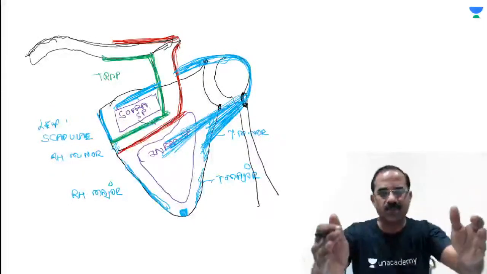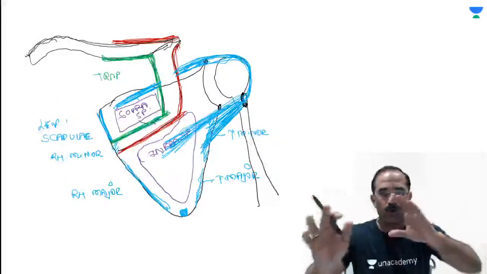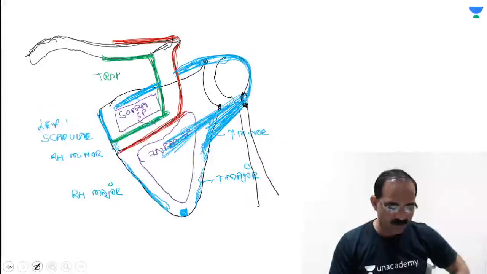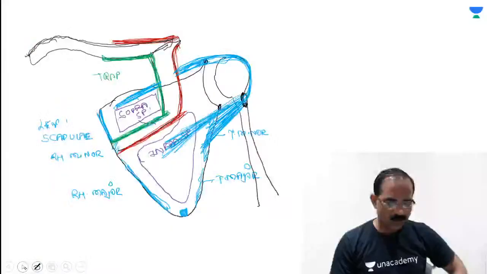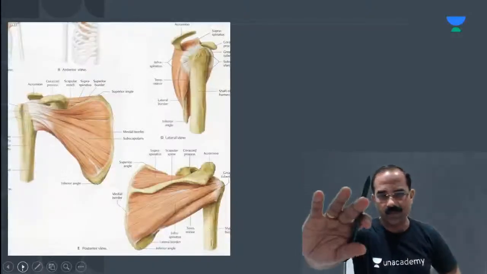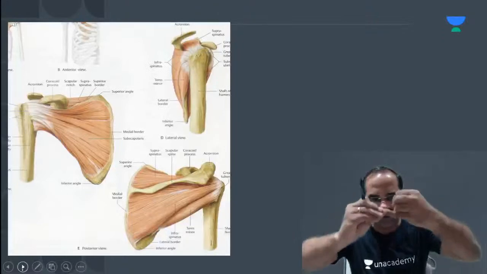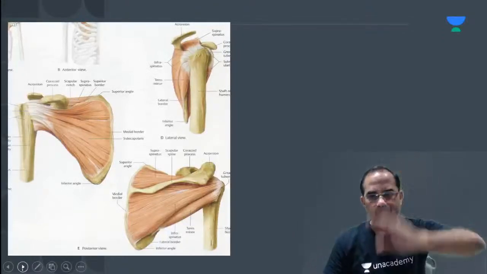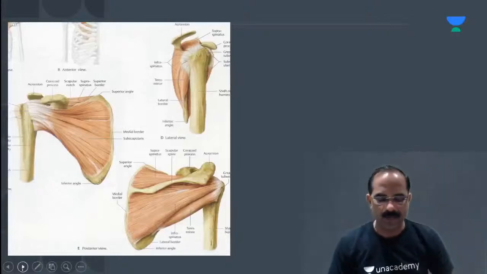With this concept, students, let us come to the posterior wall of axilla. Now this is what I have told you as a conceptual understanding. Now coming to the posterior wall. Anterior wall is clear, children? Anterior wall is formed by what? Pectoralis major, pectoralis minor, and the subclavius.